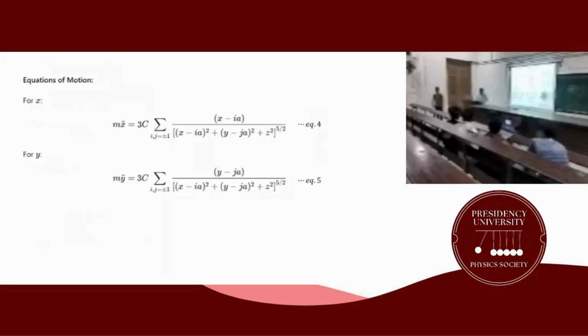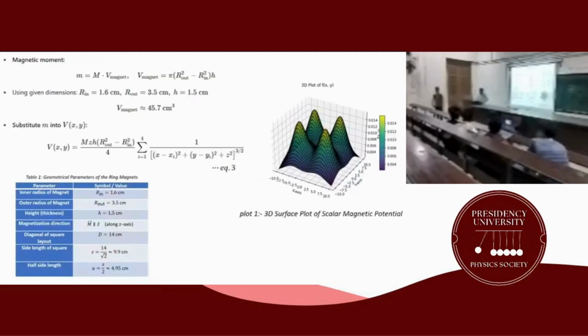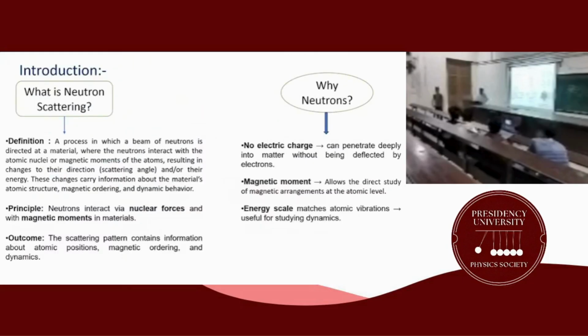I explained to you first why neutrons. Why neutrons? Because they have, they are neutral. So if they are neutral, so they only use their system.